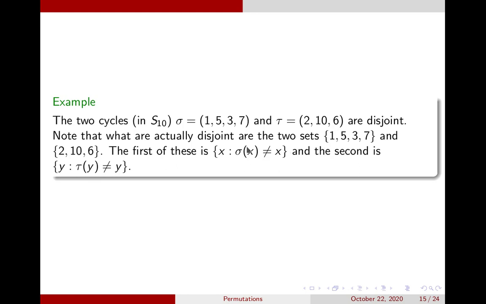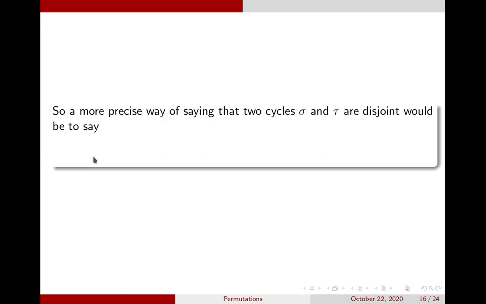So technically, when you say two cycles are disjoint, you mean that these two sets are disjoint. So more precisely, we could say two cycles are disjoint in this way. Sigma and tau are disjoint if the set of x's for which sigma moves x intersect the set of y's for which tau moves y is empty. We probably won't need that careful definition, but here it is if we do.